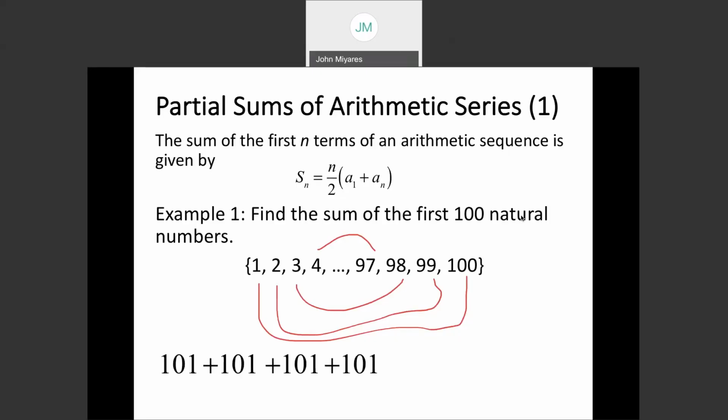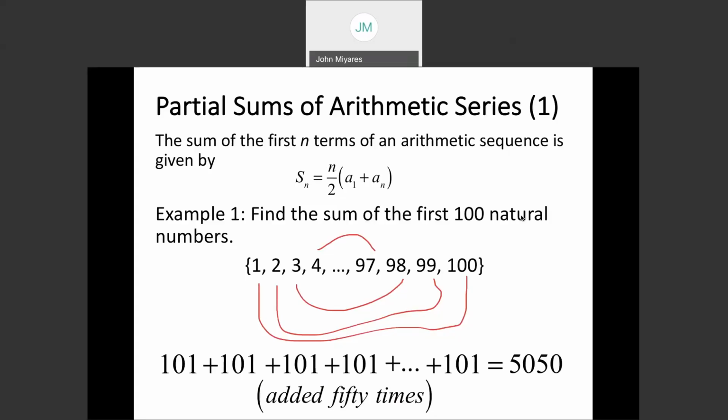Hopefully what you're seeing here is that we can continue this pattern for every pair of numbers as we work towards the middle of the list, and we're going to keep adding 101 and 101 and 101 over and over and over again. What you should also notice is that because we're grabbing two numbers at a time, we're adding the number 101 over and over again 50 times because there are 50 pairs of numbers in that list of 100 that can be added together to give us 101. Combining that together gives us 50 times 101, which adds up to 5,050.